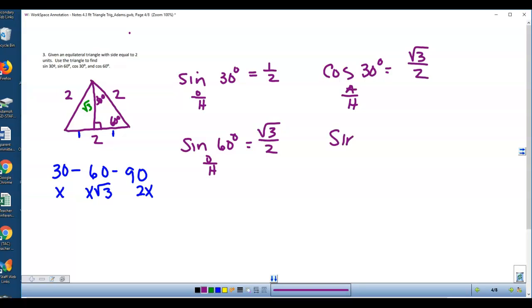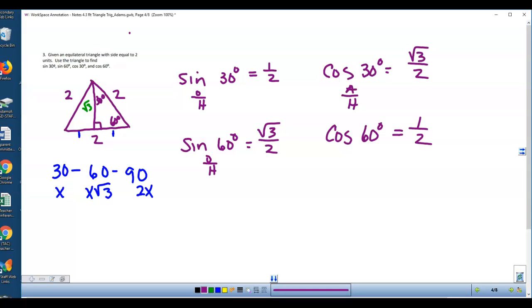So now I'm not going to do sine. I'm going to do cosine because I've already done sine. So I'm going to do cosine of 60 degrees. Again, I'm back down here to the 60 degrees, and that's adjacent over hypotenuse still. So the adjacent is this piece connected down here, which is 1. Hypotenuse is 2. So cosine of 60 degrees is 1 over 2.